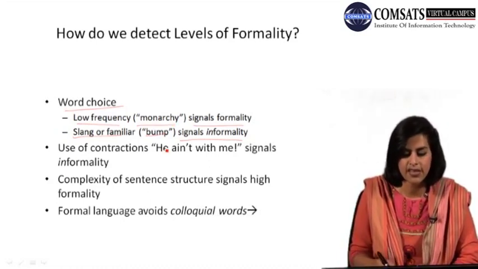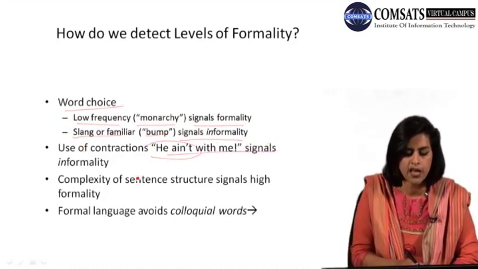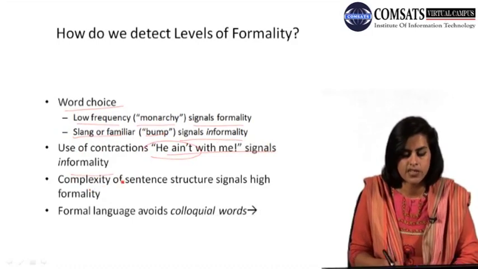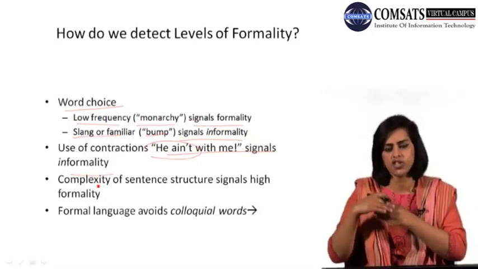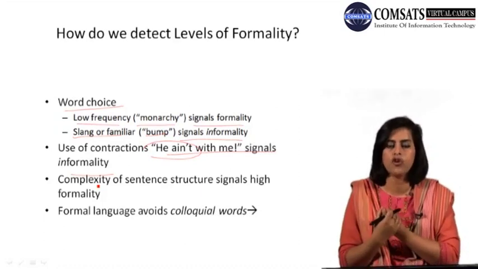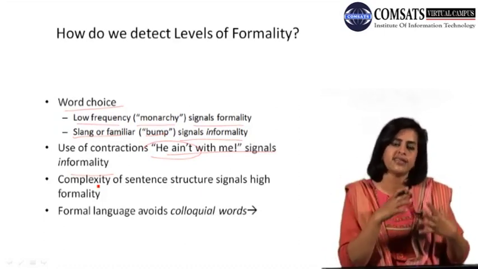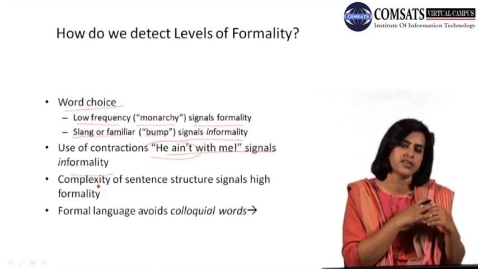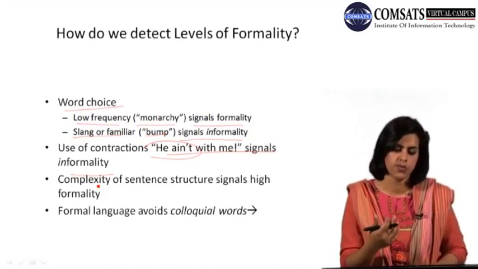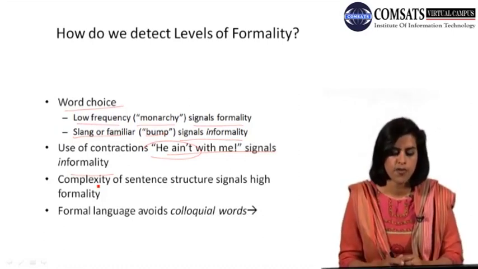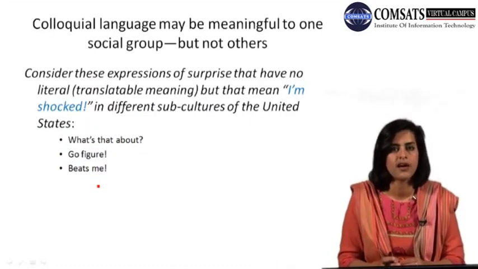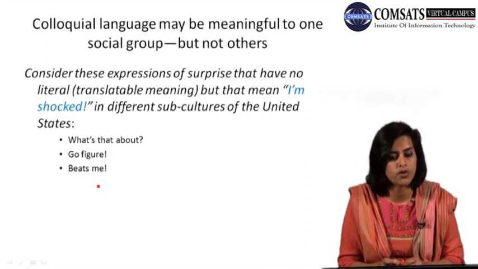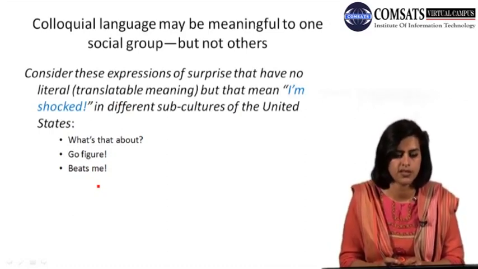Use of contractions, like "he ain't with me", is also an informal thing. Complexity of sentence structure signals high formality. The more complex the sentence structure, the more formal it is. The less complex the sentence structure, the more informal it is. Formal language basically avoids colloquial words. Colloquial language may be meaningful to one social group but not to others.